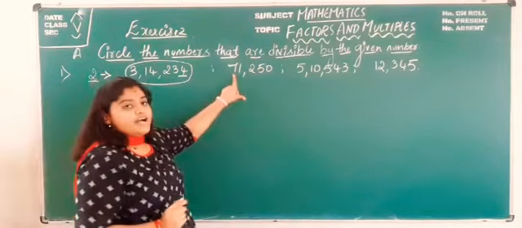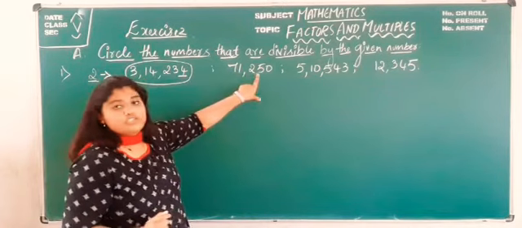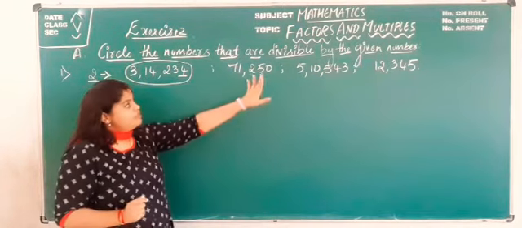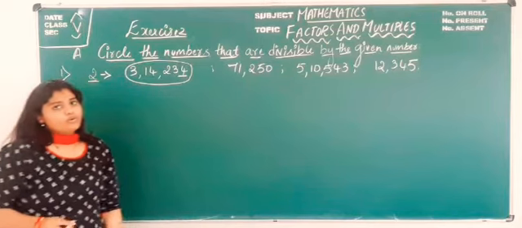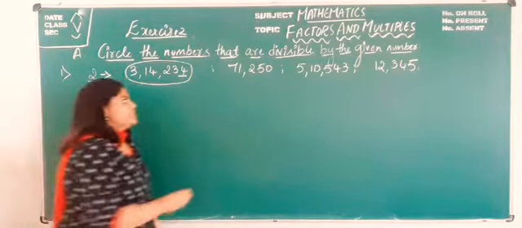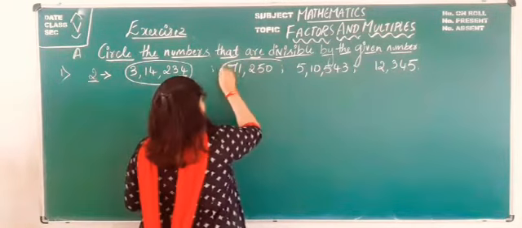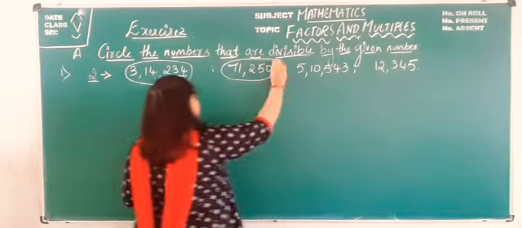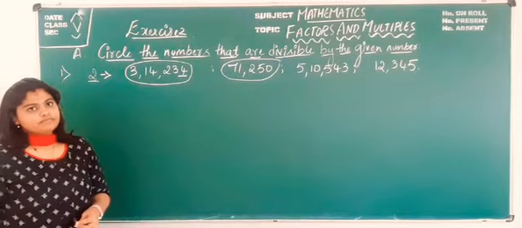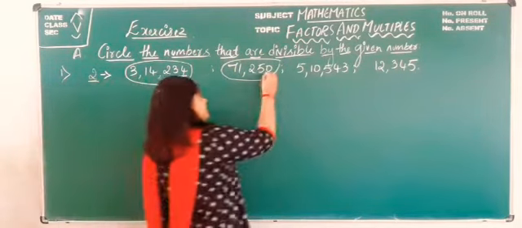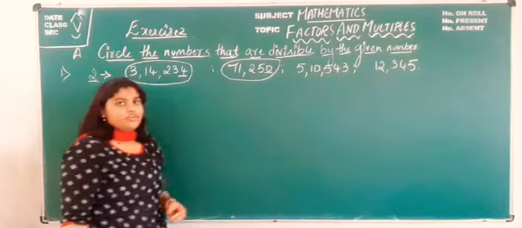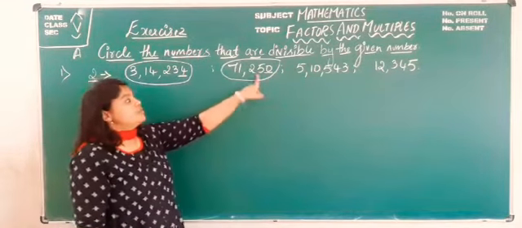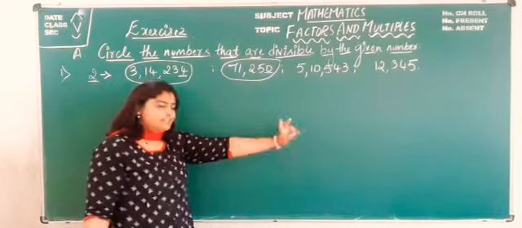Next, we are having 71,250. Now, tell me whether the given number is divisible by 2 or not. Yes, children. The given number is divisible by 2. Why is the given number divisible by 2? Yes, the last digit is 0. So, therefore, this 71,250 is divisible by 2.